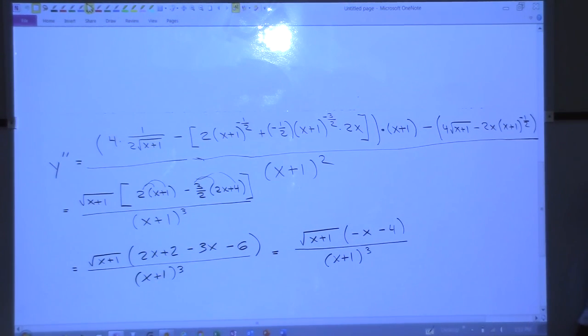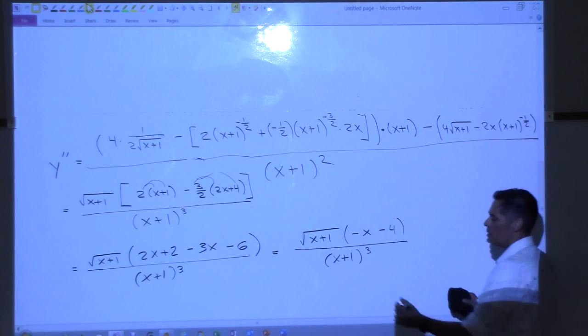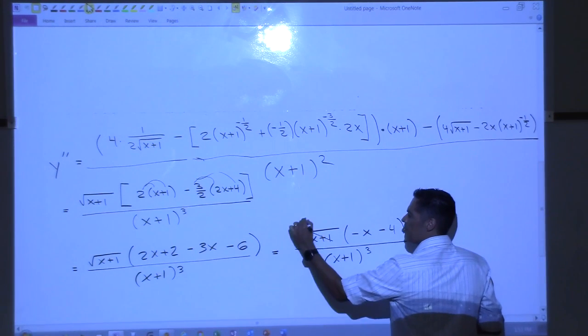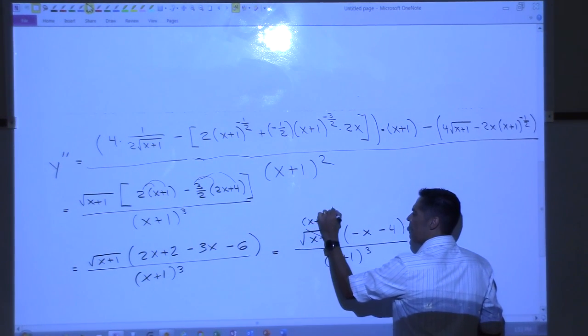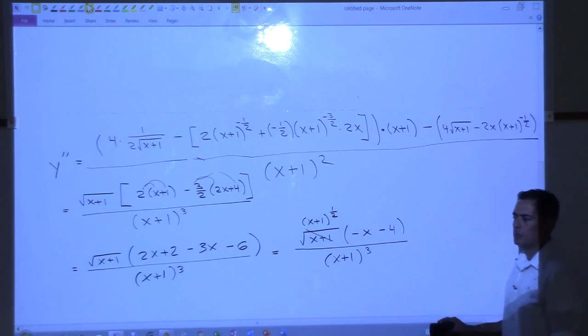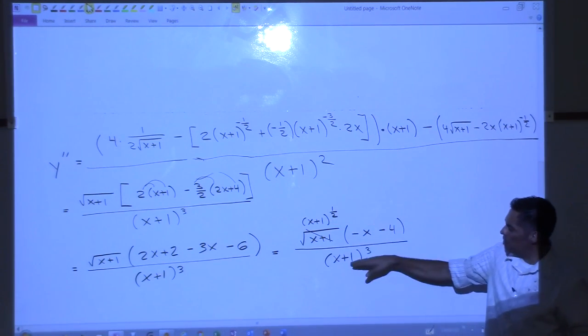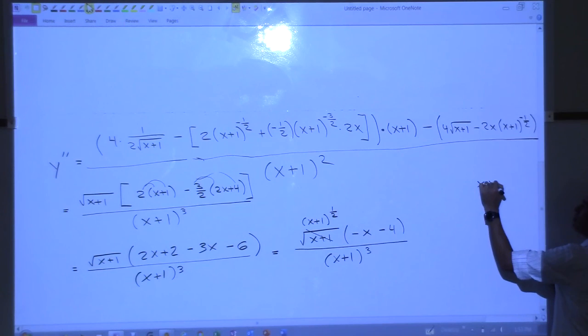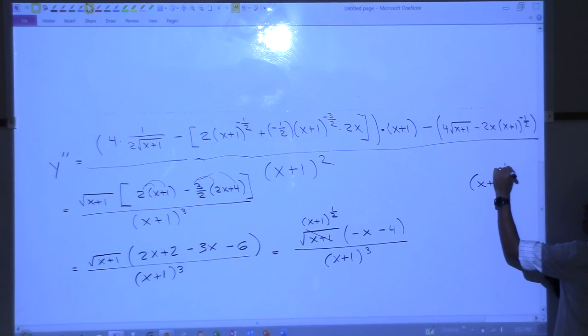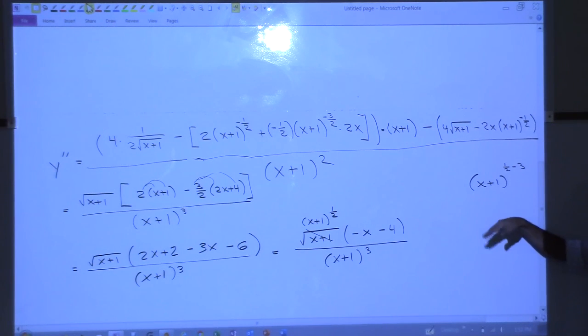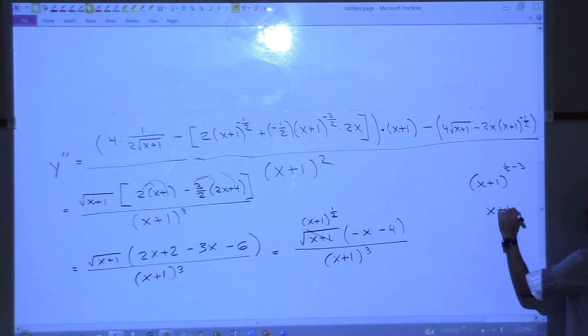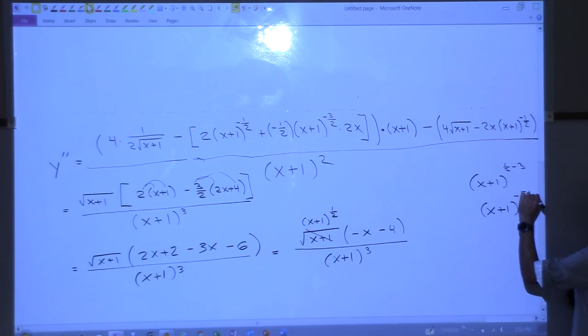And there's one more thing I want to do here. Like I said, this right here is the same as (x+1)^(1/2). So we have (x+1)^(1/2) over (x+1)^3. That should be (x+1) to the 1/2 minus 3, right? That's what we do with exponents like that. Division, you subtract the exponents. So 1/2 take away 3, what is that? Negative 5/2. So this becomes (x+1)^(-5/2).